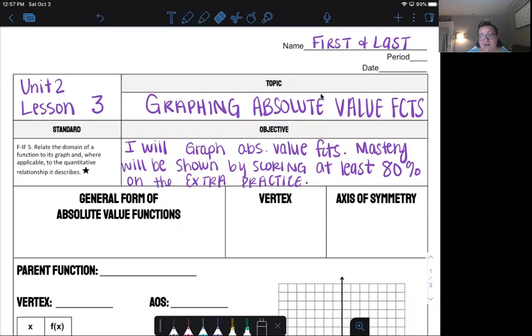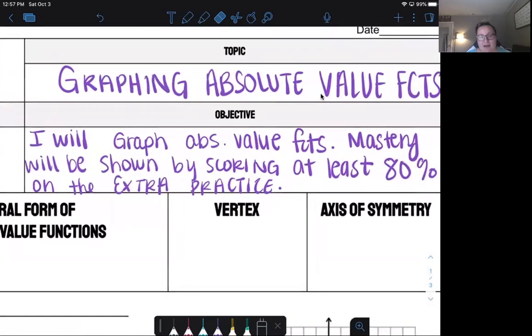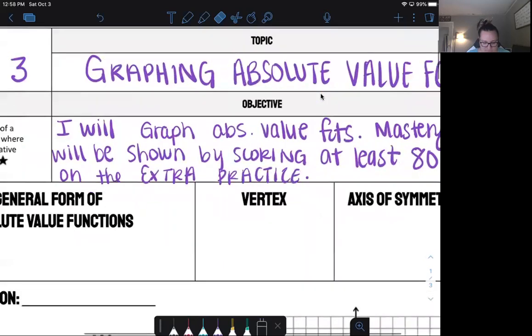I'm Miss McGuire, and for today's notes, we are going to be focusing on Unit 2, Lesson 3, Graphing Absolute Value Functions. Now, of course, I need you to put your first and last name, the period, and the date at the top right-hand corner of your paper, just like always. Today's objective is I will graph absolute value functions. Mastery will be shown by scoring at least 80% on the extra practice. So let's jump right in.